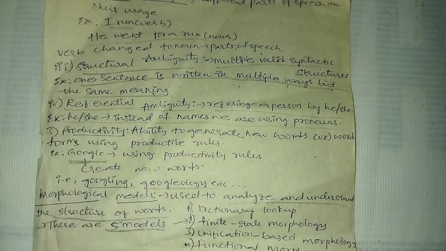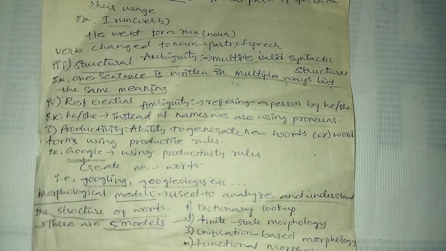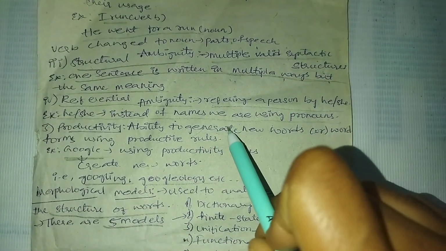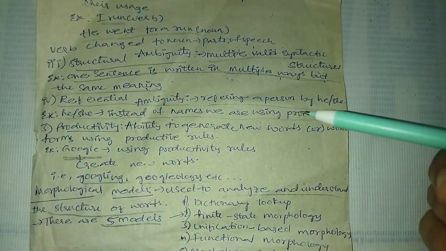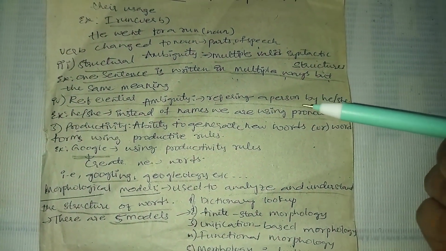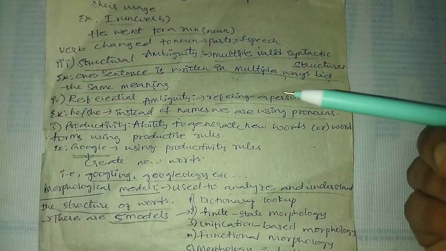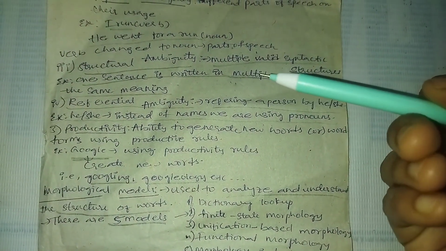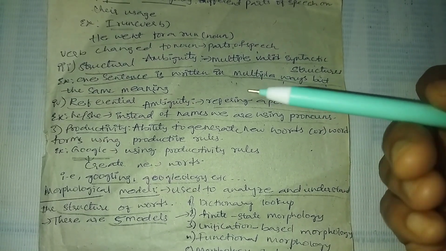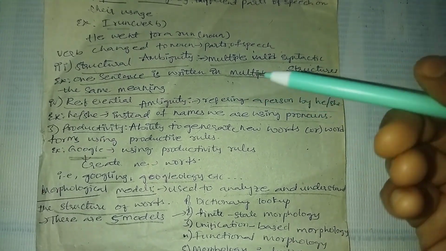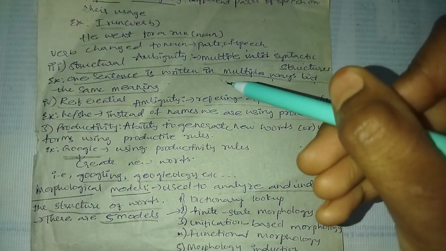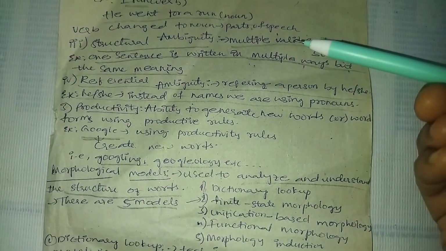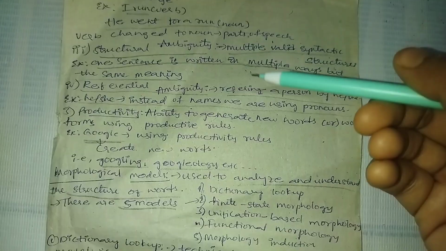Referential ambiguity is referring to a person by he or she. Instead of names we use pronouns, which is known as referential ambiguity. We use the reference, like if it is a boy we say he, and for a girl we say she, but we are not identifying the particular person. It is a confusion concept. These are the sub concepts of ambiguity.